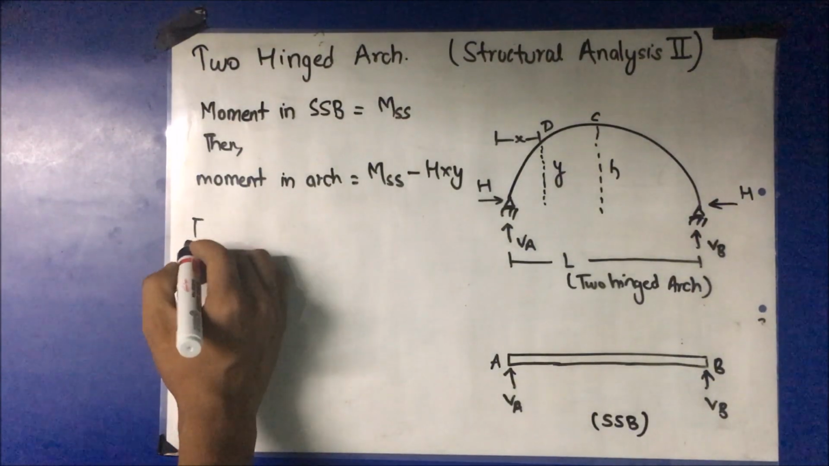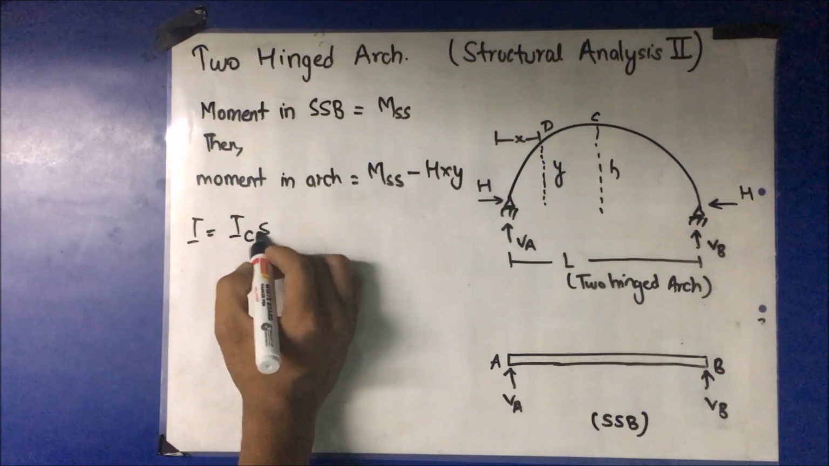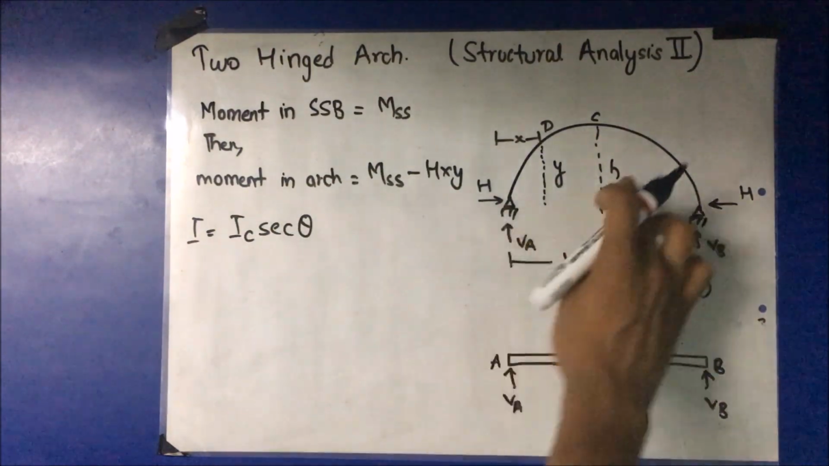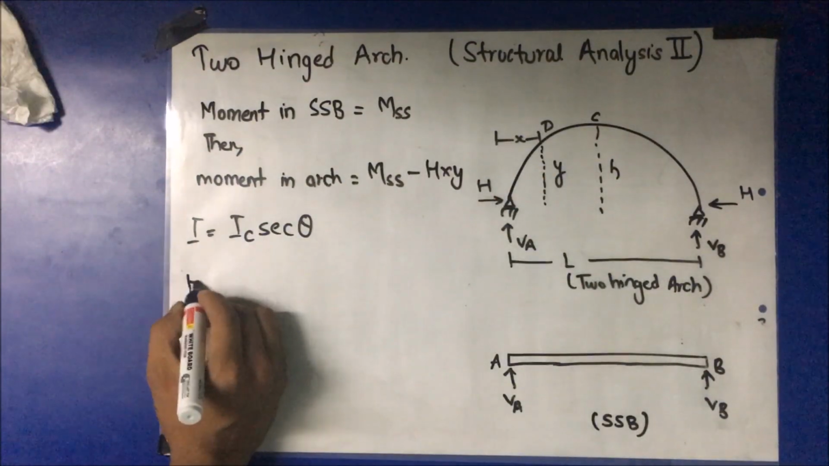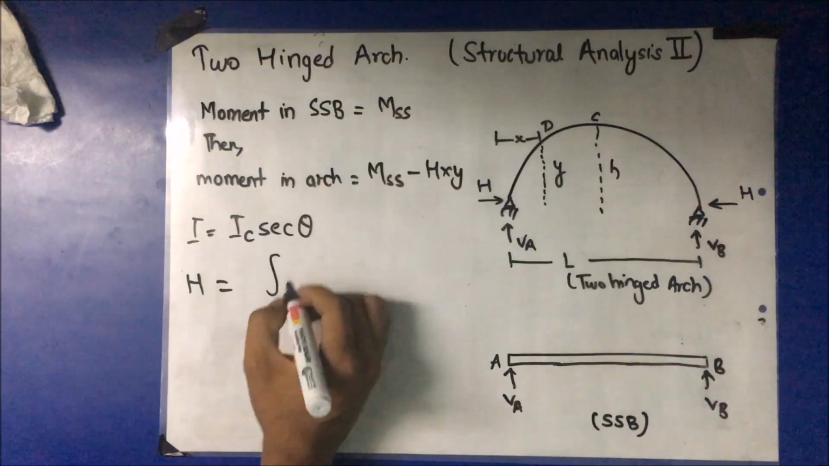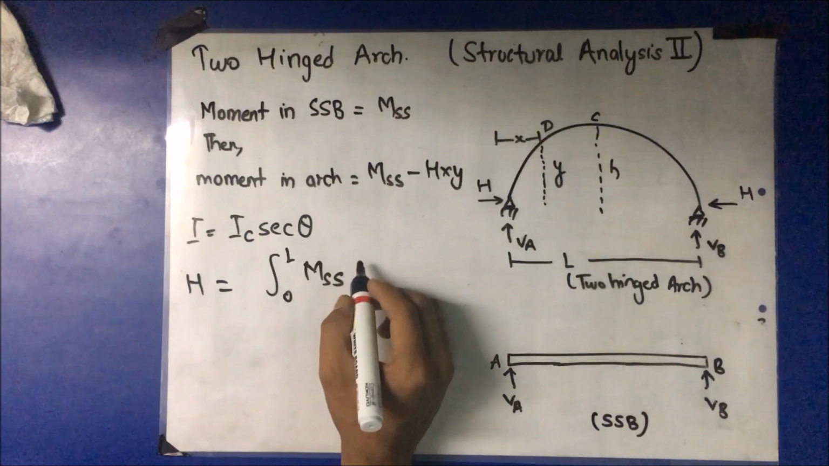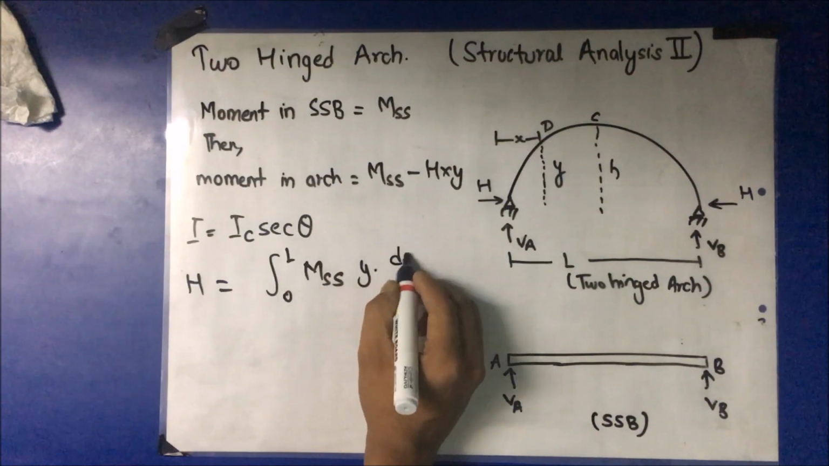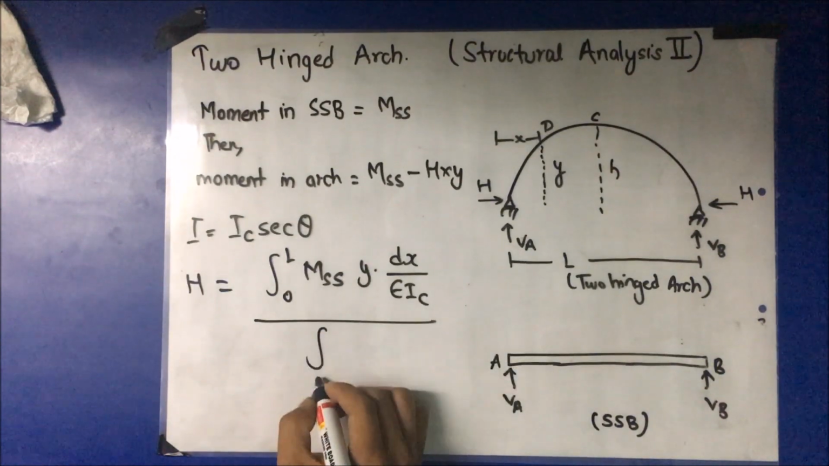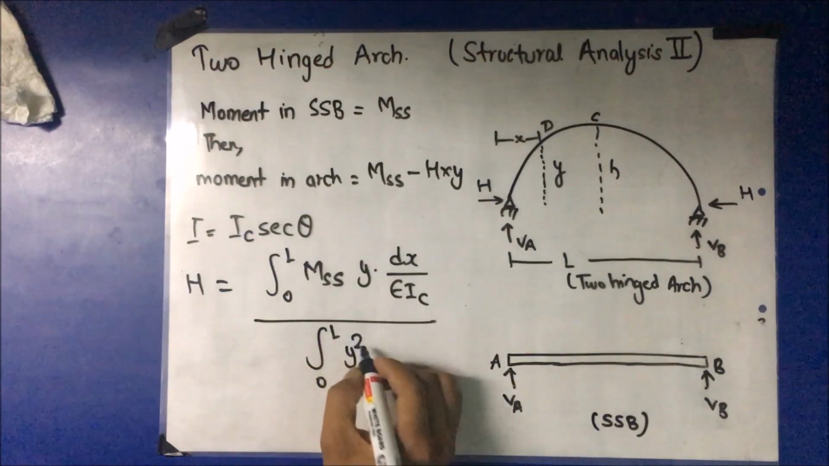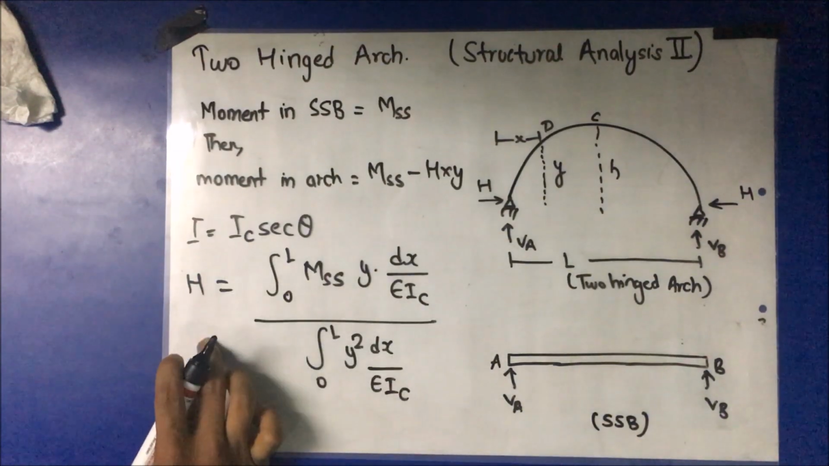Also, if I is the moment of inertia at any section, it is given by IC into sec theta, where IC is the moment of inertia at the crown and sec theta depends on theta. The formula for horizontal thrust is given by this expression: the integral of moment in the simply supported beam times y dx by EIC, divided by the integral from 0 to L of y square dx by EIC. So this is the expression for horizontal thrust.